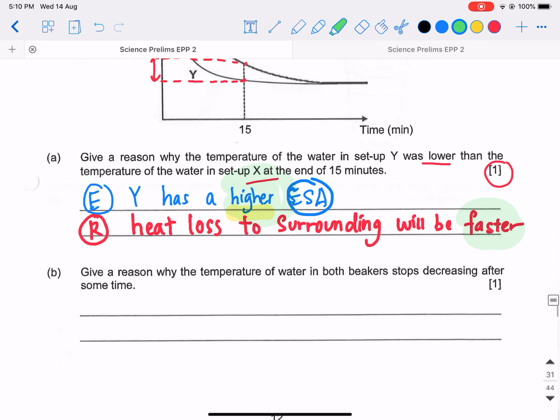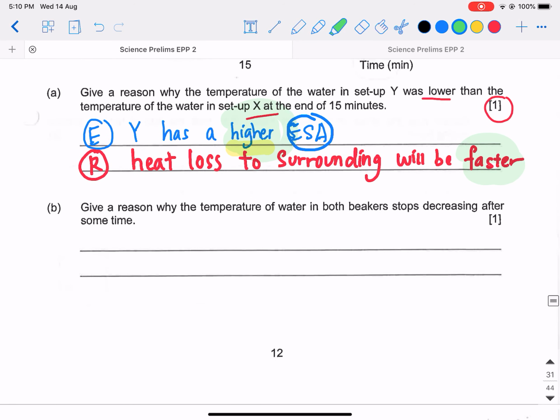Okay, now we move on to B. Give a reason why the temperature of water stops decreasing. Alright, now in real life, if you have icy water, you place it in the room temperature, after a while it will remain in that room temperature, right? And if you put a drink under the hot sun, you also find that the water somehow becomes warmer. It seems to go to the temperature where the surrounding is.